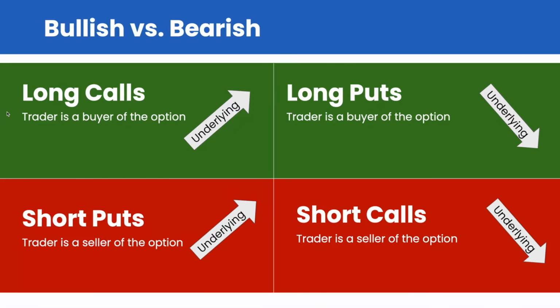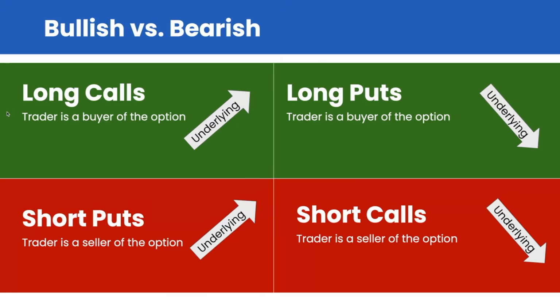The flip side is you can also sell puts as opposed to buy them. When you sell puts or you short puts, that has the same effect as being in a long position in the stock. Essentially, you are long the stock, and the trader is a seller of the option with the intention that the underlying stock will go up in price, and they can keep the credit from the puts they sold.